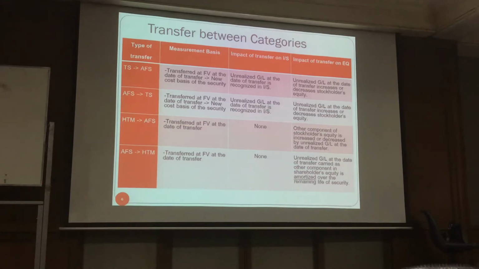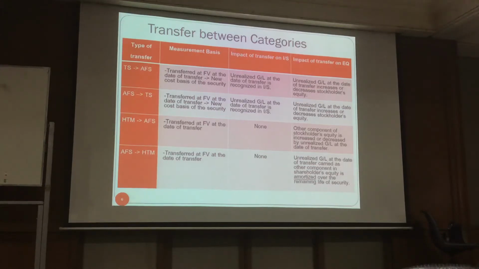What if you change your mind? I want to move from AFS to trading. What's gonna happen to your financial statement? Profit gonna move from OCI to P&L. If the management can play like this, do you think investors like you can catch them?